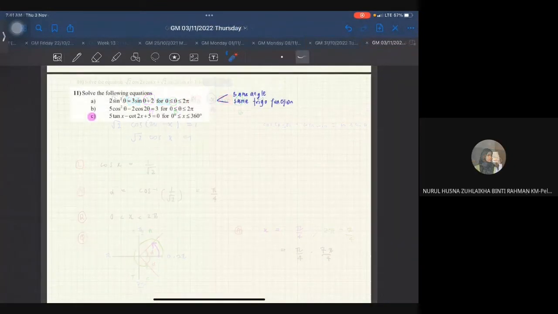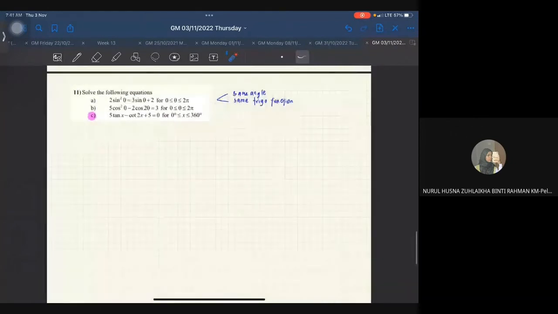Okay, so jom 11C. Soalan 11C, dia cakap solve the following equations. Soalan ni kalau ikutkan di dalam bentuk kuadratik. Untuk example yang pertama, dia memang bagi sin dengan sin and you also have theta dengan theta. So this one boleh terus solve kan, tak ada masalah. Okay, untuk soalan kedua dan soalan ketiga, dia beza sikit, B dengan C ni.